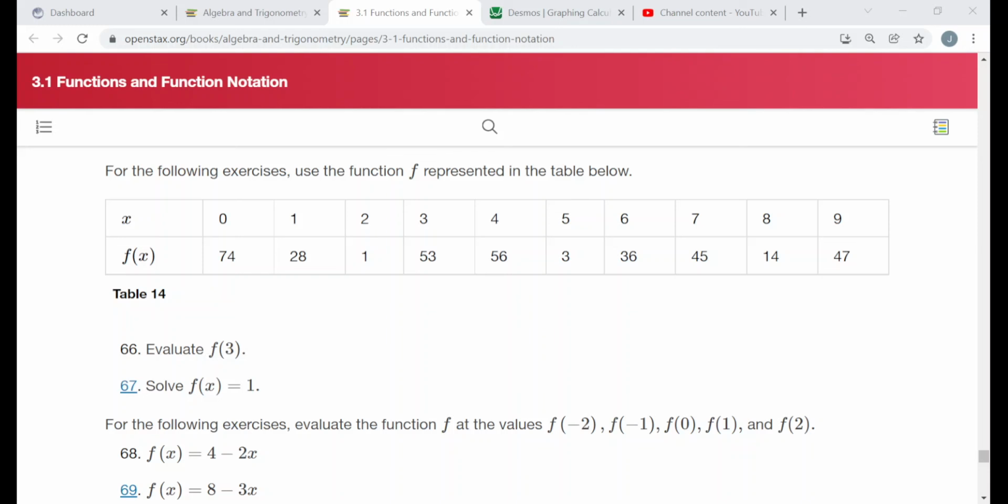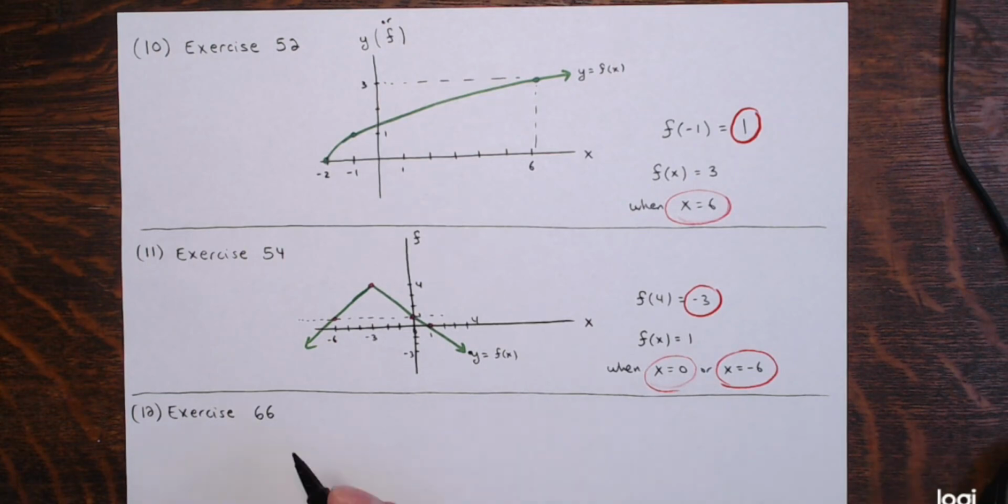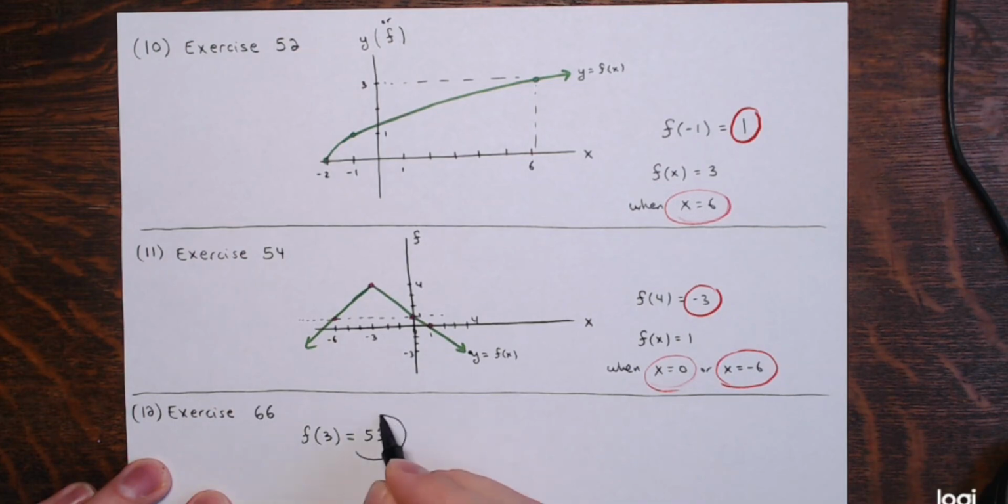Now if you were doing 67, when's f of x equal to 1? Well, look at where's the output 1? That's when x equals 2. Right? So the solution to this equation is x equals 2. But 66, we're just asked, what's f of 3? It is 53, right? I'm not even going to write that out, the table anyway. We just have f of 3 equals 53, right? And that was it. I'll just circle it real quick. Right? Very, very simple stuff.